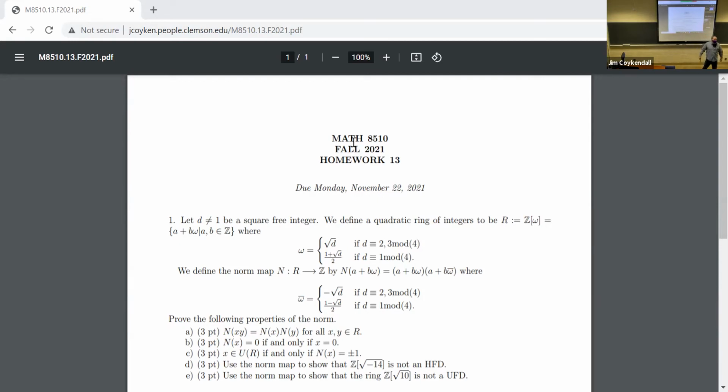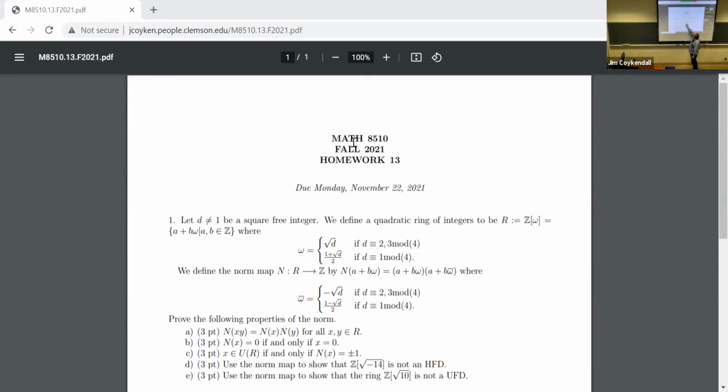Verify these properties of the norm. Let me give you a little hint on this problem. This is obnoxious as anything, right? But really, when you multiply two things out like this, you get a mess, and basically you have to multiply these four polynomials. Notice that when you input a plus b omega, you just get a plus b omega here, and you get a plus b omega bar here, right?